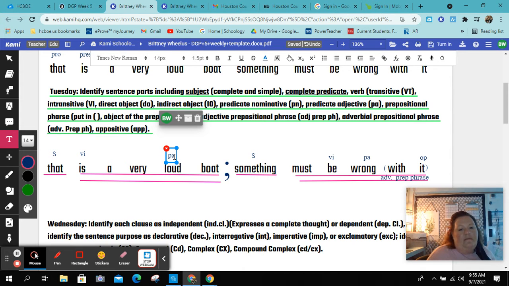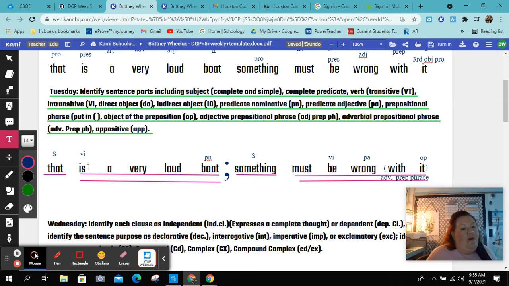Y'all, I messed up. Well, no. Boat is what we call a predicate noun. Loud is not a predicate adjective, because it's describing boat in the predicate. I messed up on that. Okay. Boat is a predicate noun.